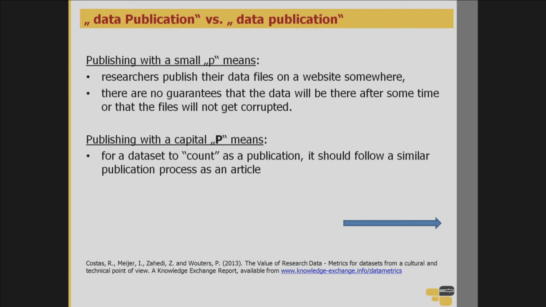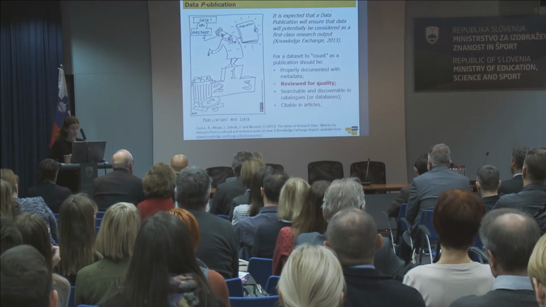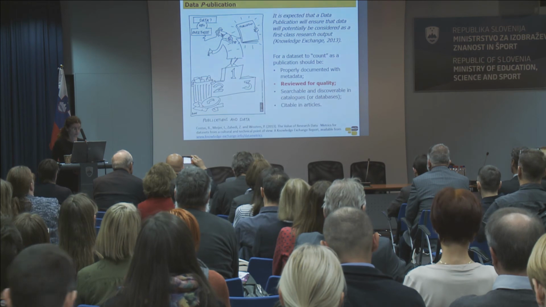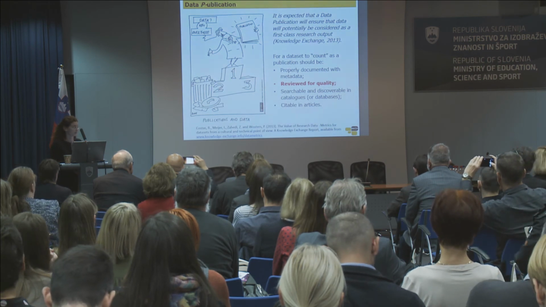So what does this mean? It should cover the following elements. Metadata should be properly documented about the data set. It should be reviewed for quality, searchable, discoverable in catalogs or databases, and of course citable in articles.